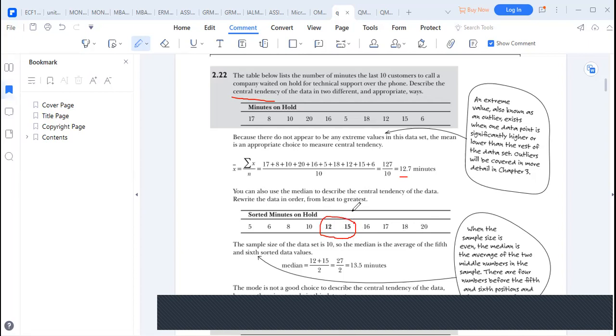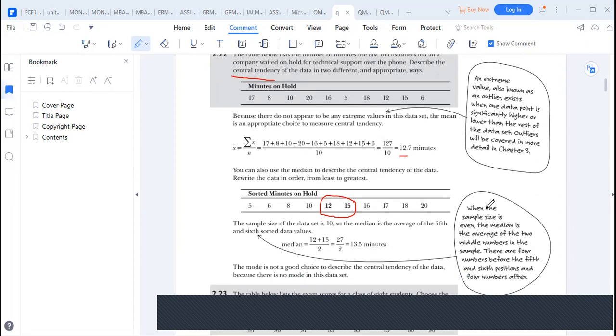So what do we do? When the sample size is even, the median is usually the average of the two numbers in the middle. So when we have an even number like 10, 20, 30, just know that there will be two medians, so we find the average of them. Since there's 10 here, half of 10 is 5, so it's the 5th and the 6th. You add them and average them. 15 plus 12 is 27. 27 divided by 2 is 13.5.